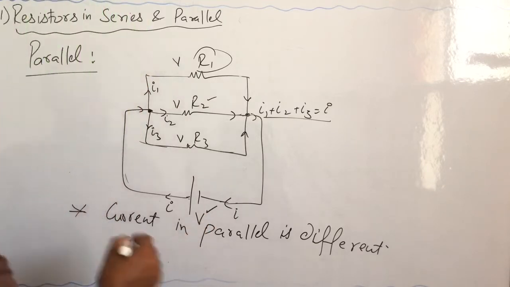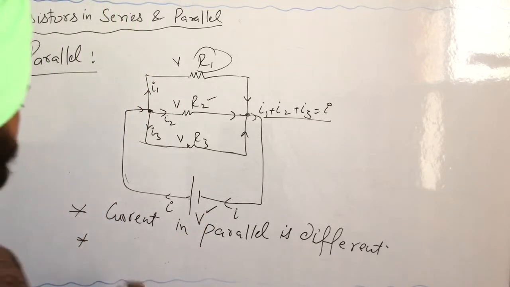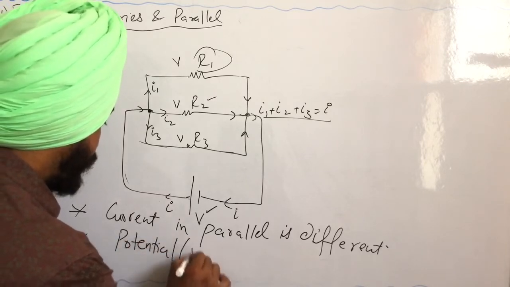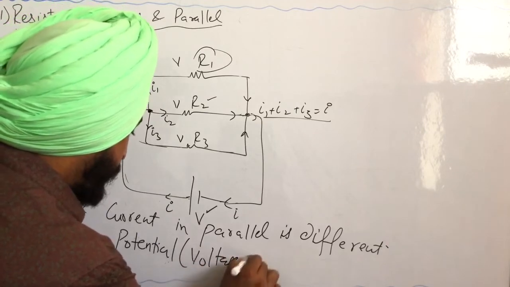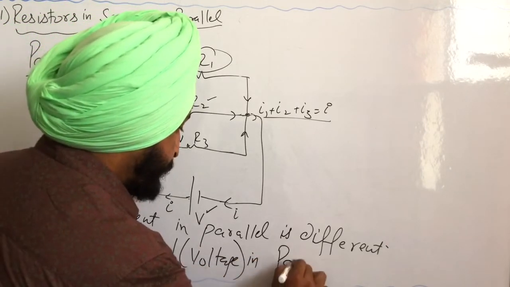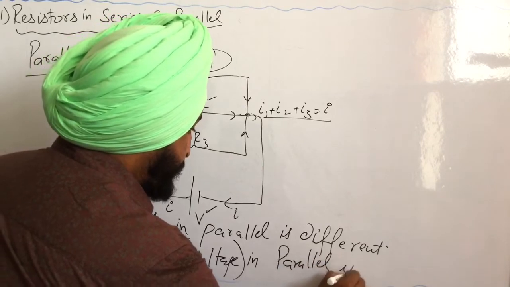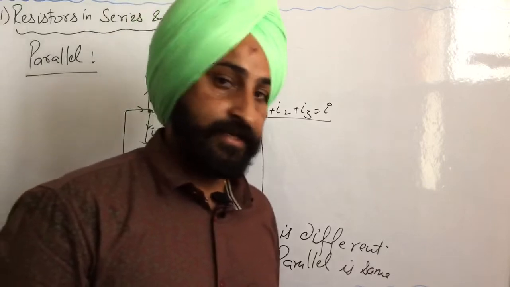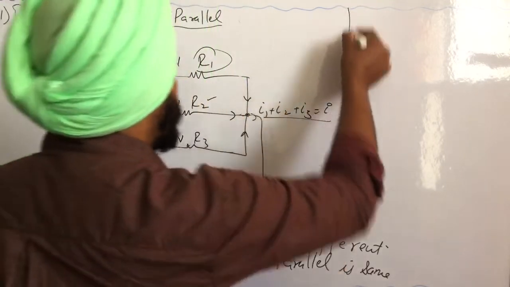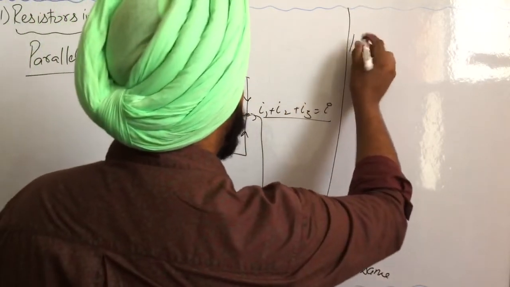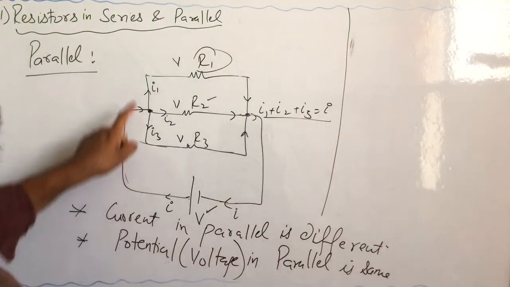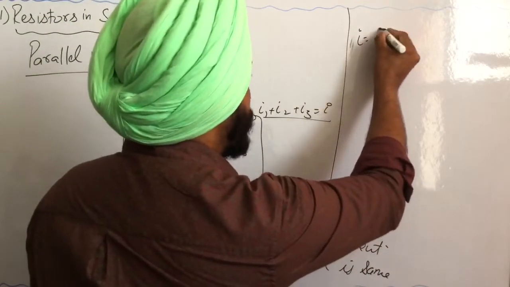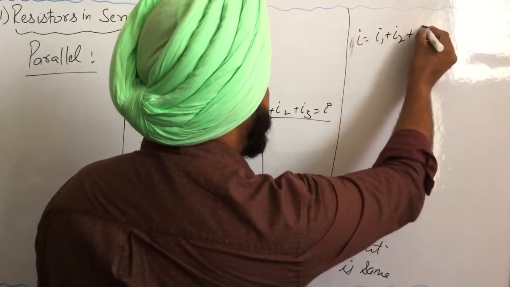Fine. So the second point that we can write over here is that potential, or voltage, in parallel is the same. So in parallel voltage is the same, but currents are different. Now we can use this knowledge to calculate the equivalent resistance. As we know, the currents passing through all three resistors are different. So the total current would be equal to I1 plus I2 plus I3.